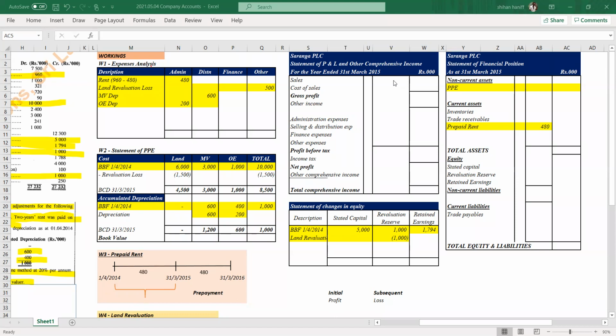There is a question. When there is a profit in the revaluation, we have to credit the revaluation reserve account. When there is a profit in the revaluation, we credit the revaluation reserve account. If there is a loss, we have to take it to the other expenses.